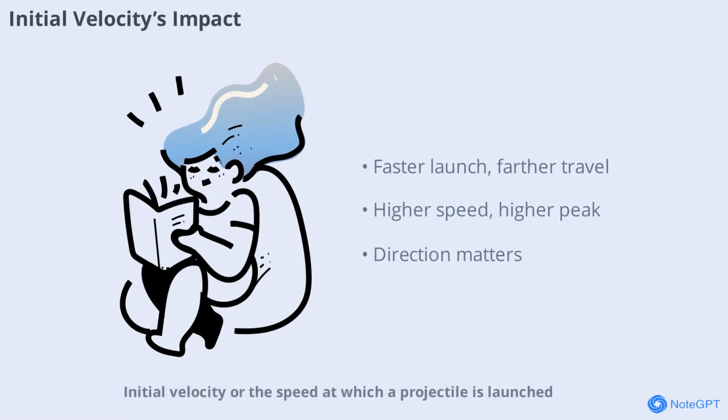Initial velocity, or the speed at which a projectile is launched, directly affects how far and how high it will travel. A greater initial velocity means the projectile will cover more distance and reach a higher peak. Both the magnitude and direction of this velocity are important. By adjusting the initial speed, you can control the outcome of the projectile's path. Next, we'll discuss the effect of gravity on projectile motion.